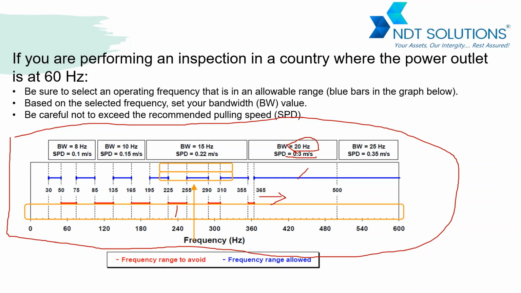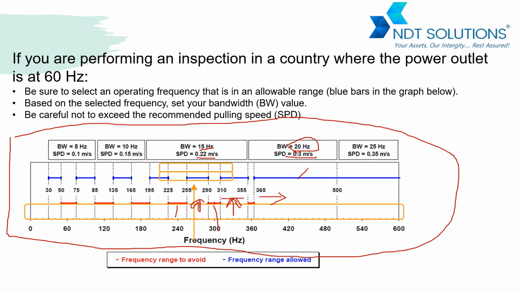Accordingly, if our frequency comes in between 310 and 355, then our bandwidth should be 15 Hz, and our pulling speed should be 0.22 meter per second. So we have to follow these. But what if our center frequency comes in the range of, let's say, 290 to 310? What do we have to do? We need to set our frequency in one of the allowed ranges. Keep in mind that for the frequency selection, the phase separation rule stays the same.